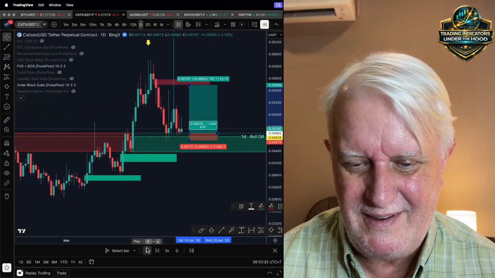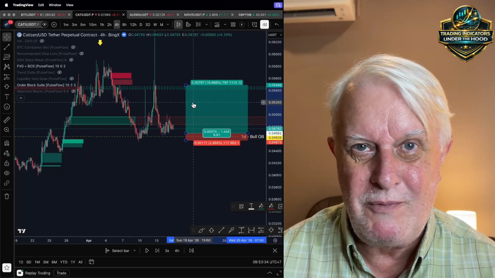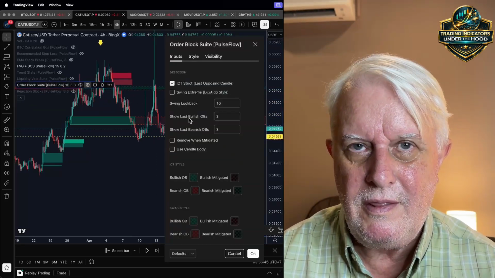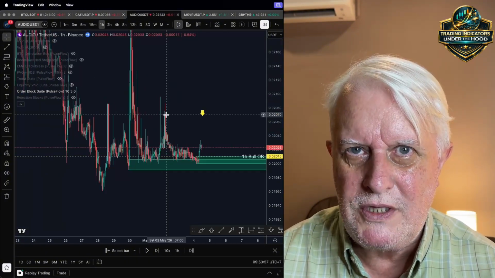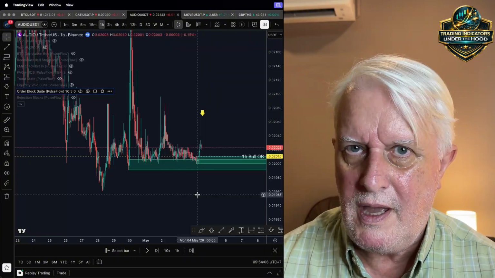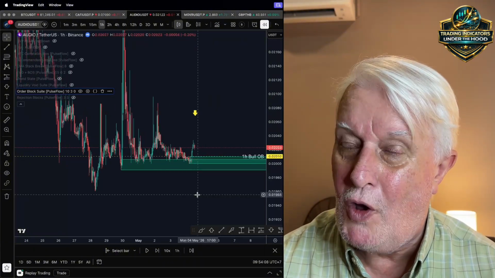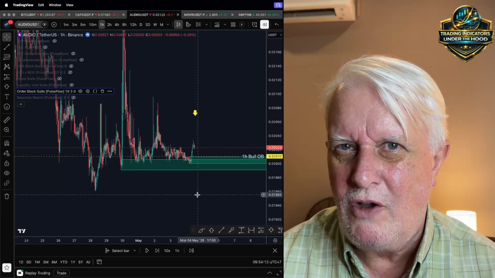Beautifully stacked up. You can see on the 4 hour, my little profit target was absolutely pinged. That was using ICT Strict on USDT, this time using Swing Extreme, the Lux Algo style. I'm going to be releasing this indicator along with others very, very shortly, so keep a lookout for them. I will announce it on Twitter.